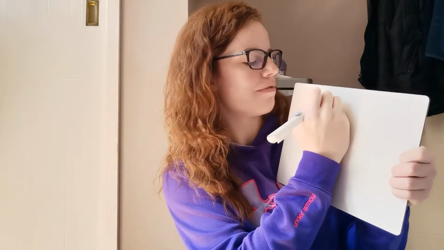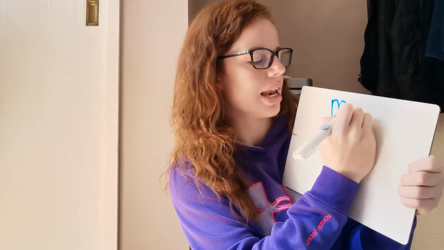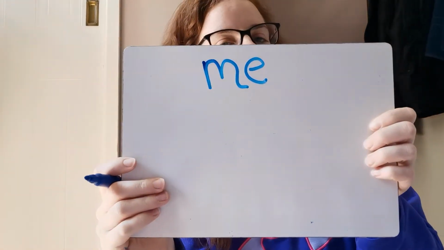All right, so our first word is me. Me. So can you please write down me on your board or on your piece of paper or in the air with your magic finger, please? All right, so we should have me.